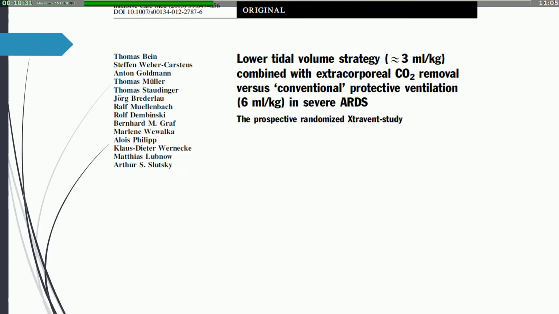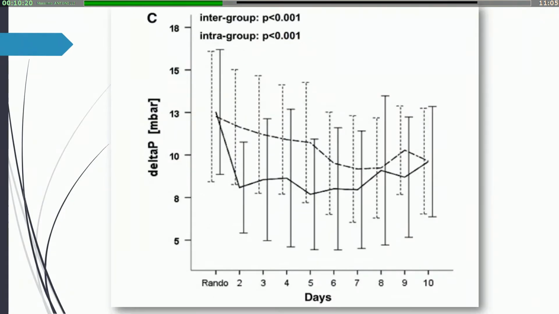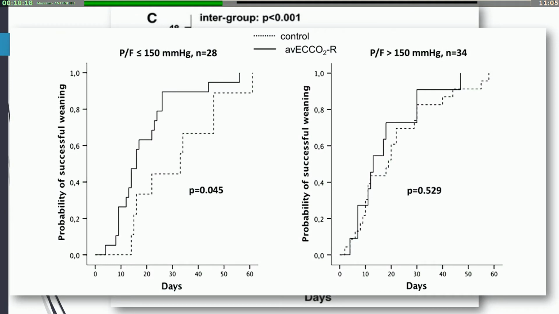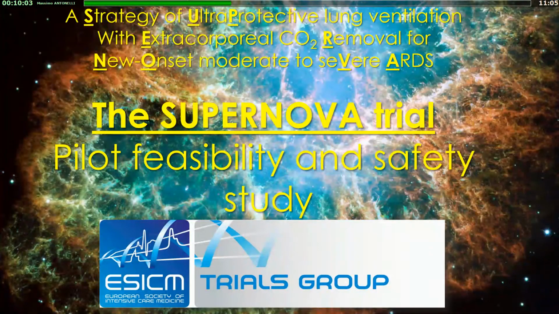Well, this concept was pushed the most by the group of Slutsky, and they proposed an ultra-protective strategy, very low tidal volumes, 3-4 ml, associated with extracorporeal CO2 removal, gaining quite good results for those patients who had a PF below 150, with an increased probability to be weaned from the mechanical ventilator.